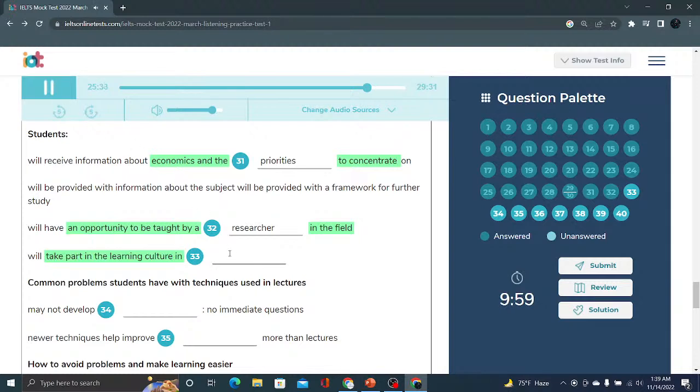Discipline. Traditionally, lectures are seen as an essential part of the learning culture for higher education, in which undergraduate study is viewed as an induction into academic discipline.